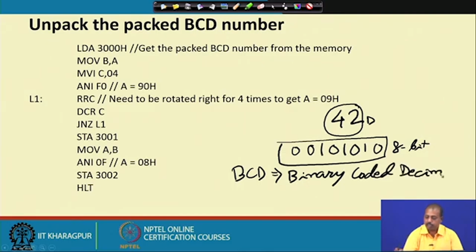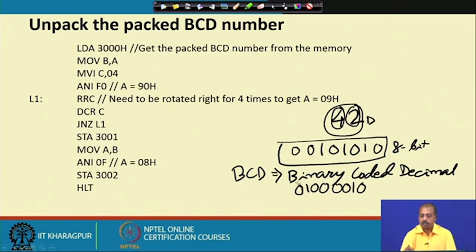Here, the individual digits of the decimal number are coded into binary. We have got these two digits here, 4 and 2. They will be coded individually, and stored in 4 bits of a byte. So, this number will be stored as first the digit 4, which is 0 1 0 0, and the next digit is 2, which is 0 0 1 0. This is how the number will be stored.